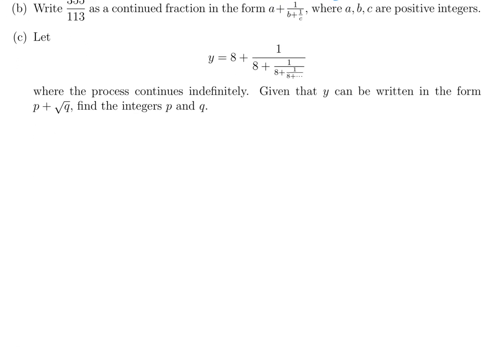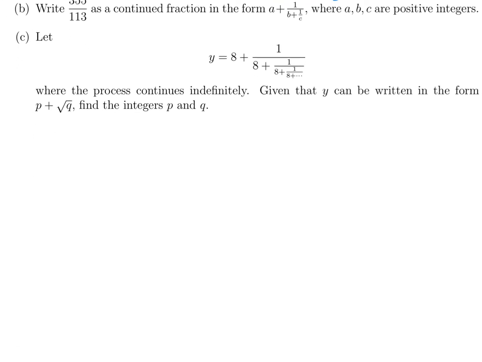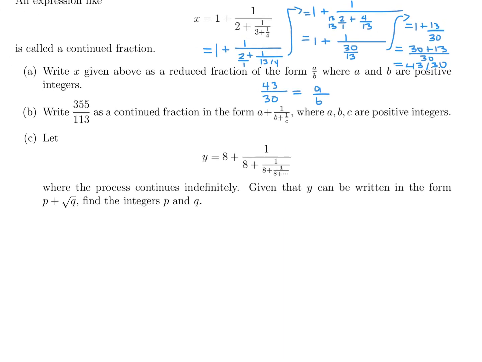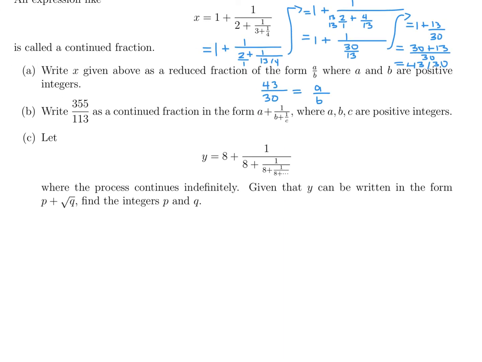All right, moving right along. Write 355 over 113 as a continued fraction in the form a plus 1 over b plus 1 over c, where a, b, and c are positive integers. All right, so I think I'm just going to copy the process of part a, but this time going backwards. So let's see if I can do that. 355 over 113, and then go backwards, and eventually the hope is that I get something like that.